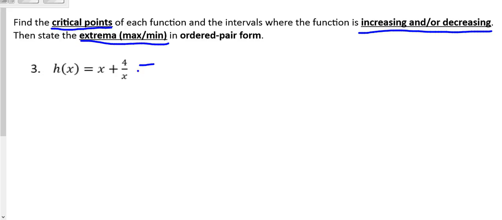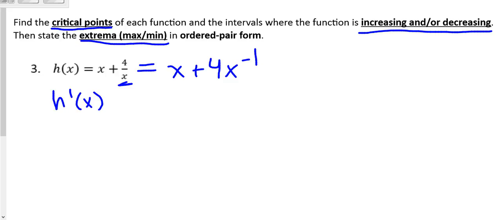But before I can take the derivative of this function, whenever x is in a denominator or under a root, a cube root, a square root, whatever it is, we cannot take the derivative until we rewrite the problem. So I'm going to rewrite this as x plus 4x to the negative first power. Now that I have rewritten it, I can now take the derivative.